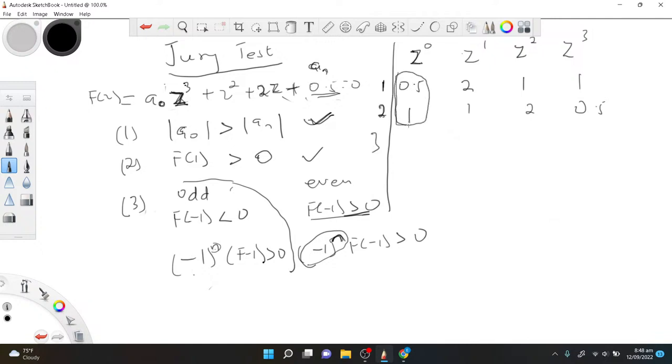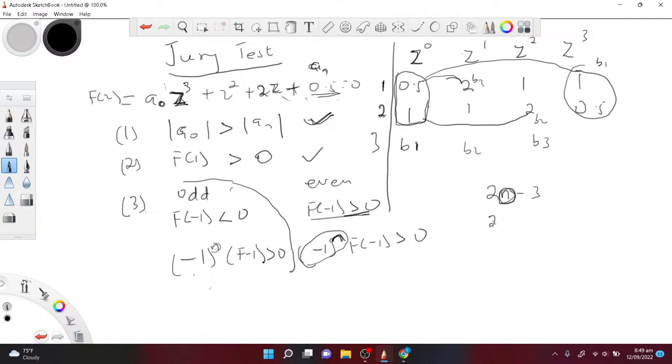This is a constant first column. Then if you want this value, say b1, you do the determinant of this and this. So this and this, b1, this and this, b2, then this and this, b3. And you end here. So how do you know when to end? The formula is 2n minus 3, where n is the highest power, or the order of the characteristic equation. So here it is order 3. That will be 2 times 3 minus 3, which gives 3. That means you should have only 3 rows here.